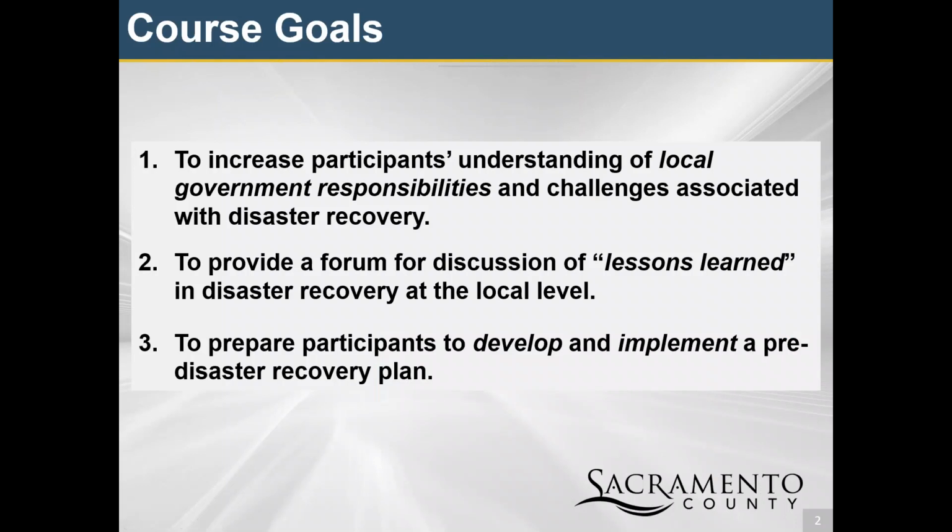All right, course goals. Of course, just to increase the participants' understanding of your local government responsibilities and challenges associated with disaster recovery, and to provide a basic forum for discussion of lessons learned in disaster recoveries at the local level. And this is also to prepare participants to develop and implement a pre-disaster and recovery plan. Basically, what Nick just said earlier, you're developing your own pre-disaster plan according to the G205 FEMA local recovery plan.